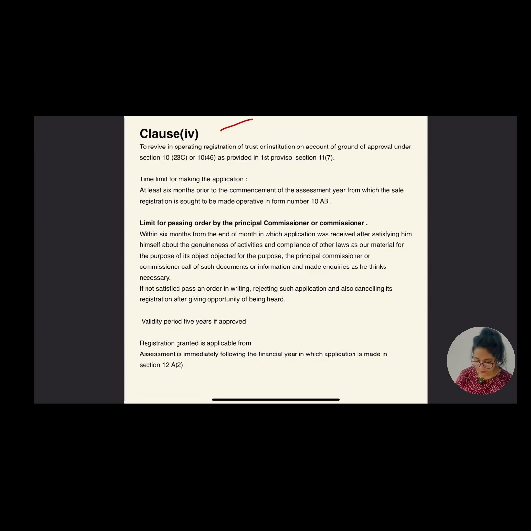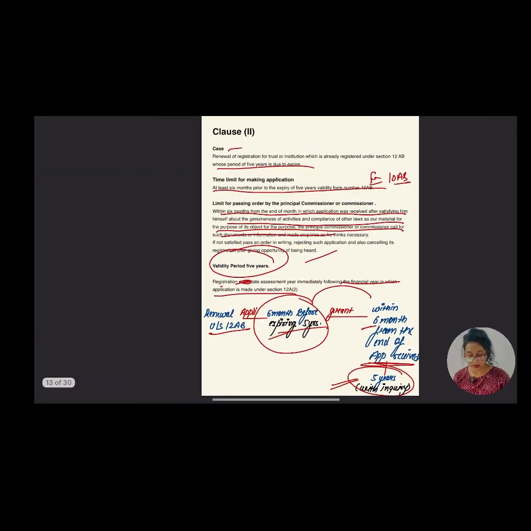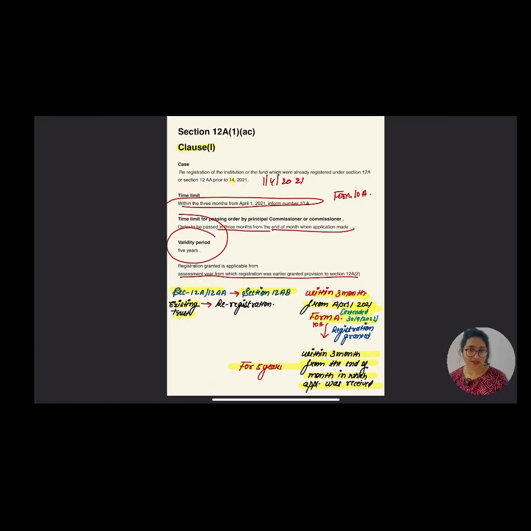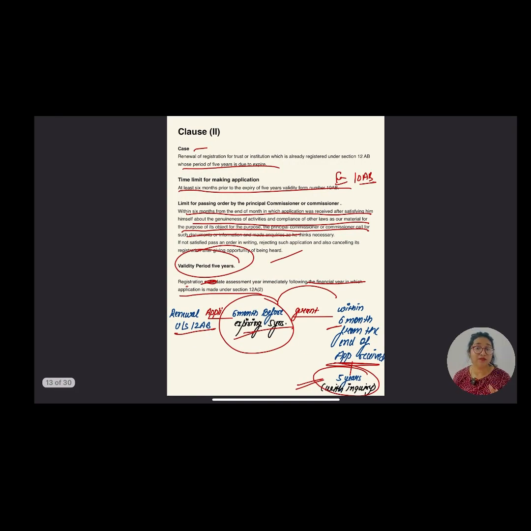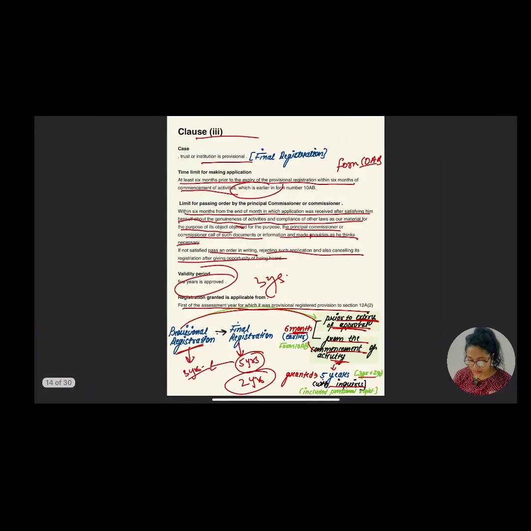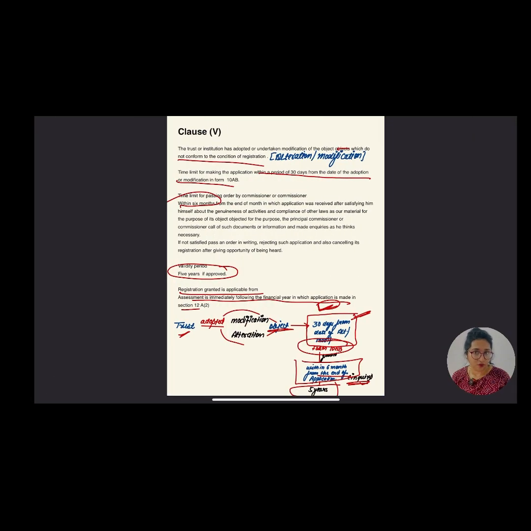Okay, so hope we have covered most of the cases. In the case of an existing trust, when they have to re-register, they have to re-register within 3 months. The provisional case is 1 month, the final case is 6 months, and there was one more, the renewal case, again 6 months, and for the last, the alteration case, 1 month, 6 months, okay? Hope this was clear, and please make sure about the forms, okay: Form 10A, Form 10A, Form 10AB, which forms. Hope this point was clear.